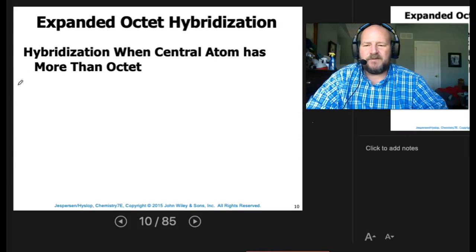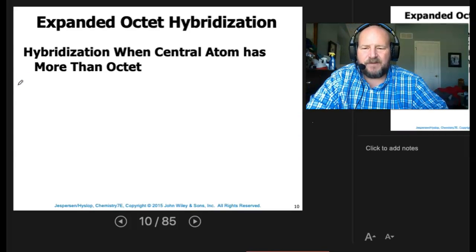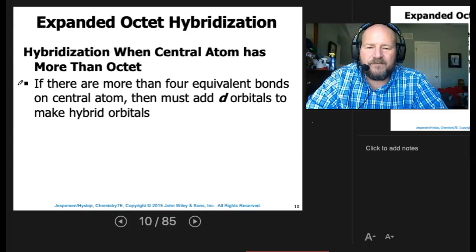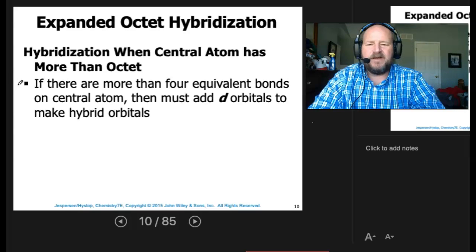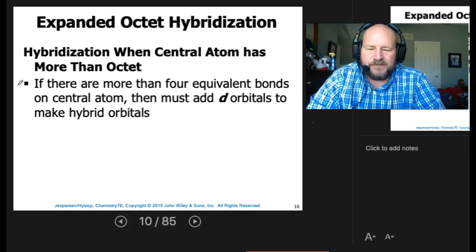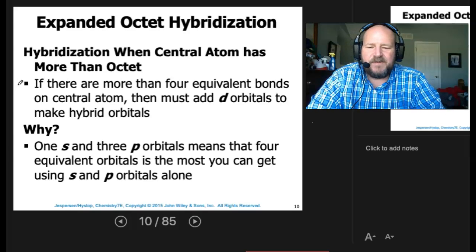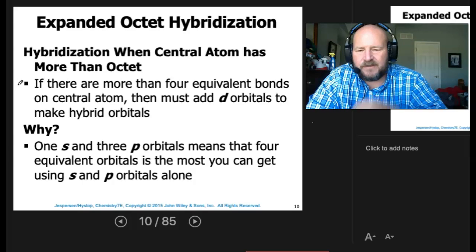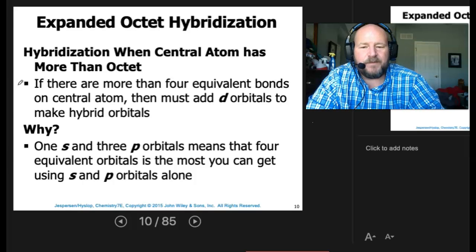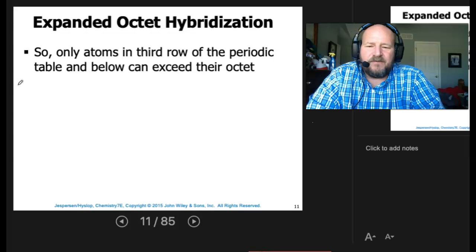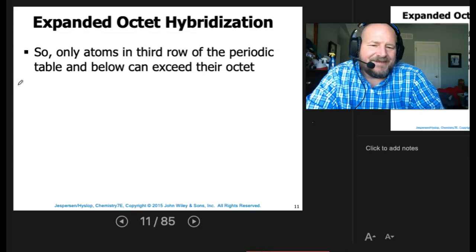Expanded octet hybridization: when the central atom has more than an octet. If there are more than 4 equivalent bonds on a central atom, then we must add the d orbitals to make sure we have the hybrid orbitals figured out. Why? Well, again, the s and the p means 4 equivalent orbitals, the most, means you can have 4 bonds, right? So only atoms in the 3rd row of the periodic table and below can exceed the octet.